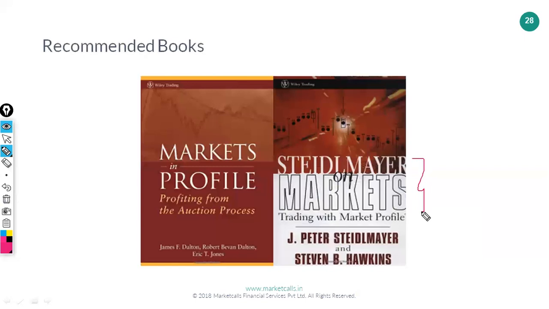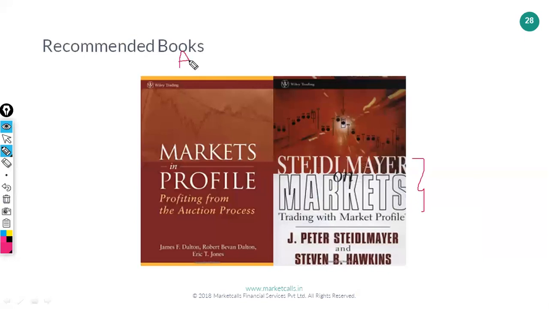The same concepts he developed for electronic markets, and most of the principles are adapted from Peter Steidlmayer, but still he removed some of the old classical things like initial balance. He removed things like open drive and open test drive. If you see Jim Dalton's books, you don't find those classical features. Anyways, we'll be discussing those classical features as well. But whatever we are dealing with, the market confidence is nothing but a subset of the open types.